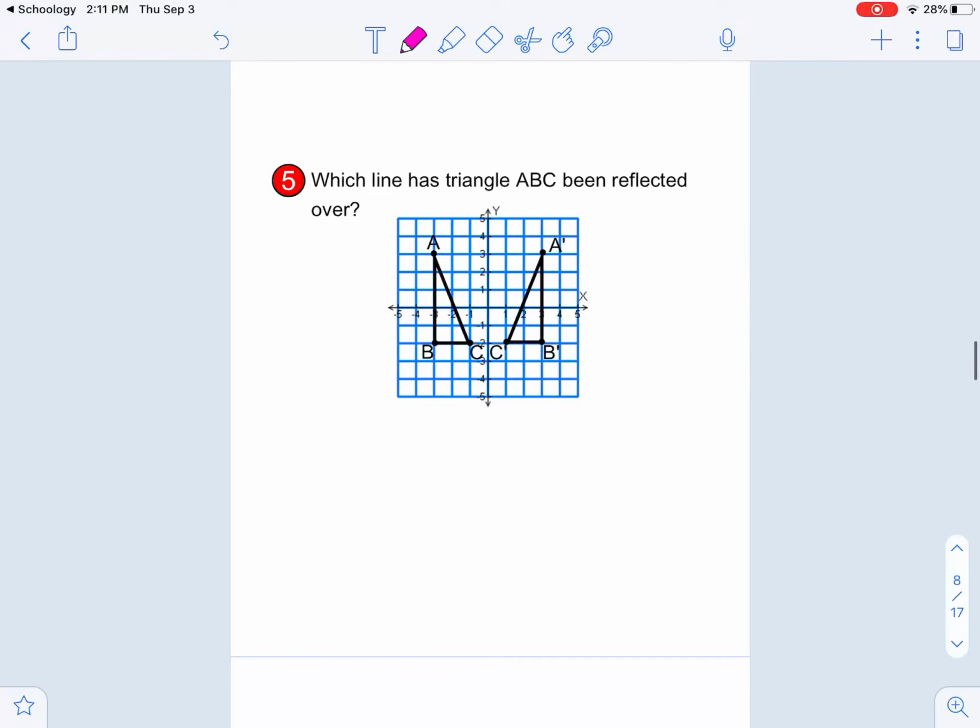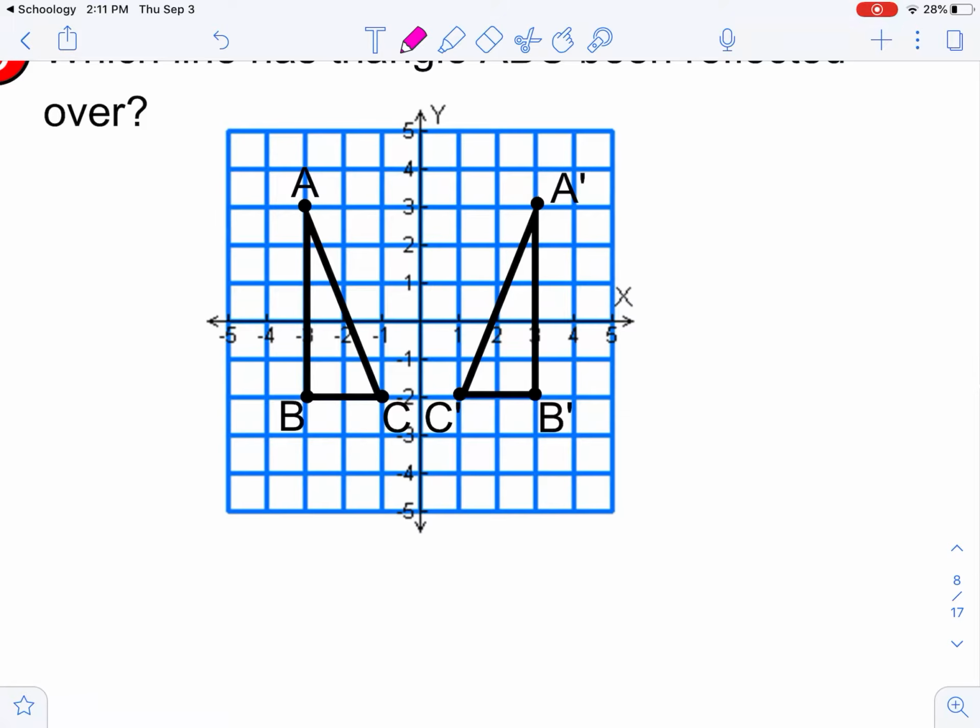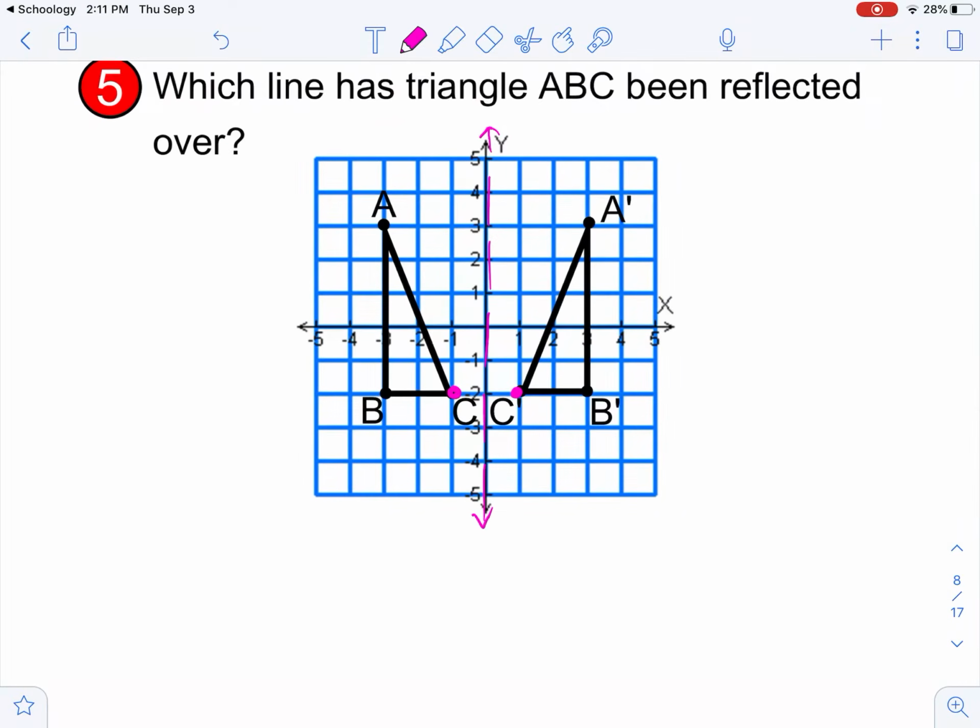Okay, next one. Which line has triangle ABC been reflected over? What line has been reflected over? So really what you want to do, it already told you it's a reflection. You can just pick a pair. So I'm going to pick C and C prime. I'm going to draw a line directly in between those two. Now I'm going to check A and A prime. 3 away, 3 away. Good. B, 3 away, 3 away. Good. So that's my correct line.